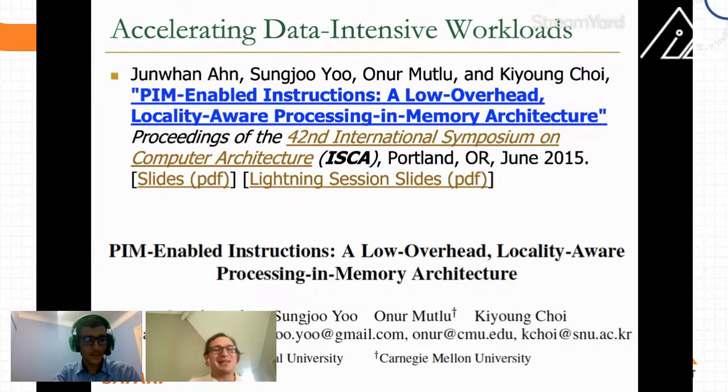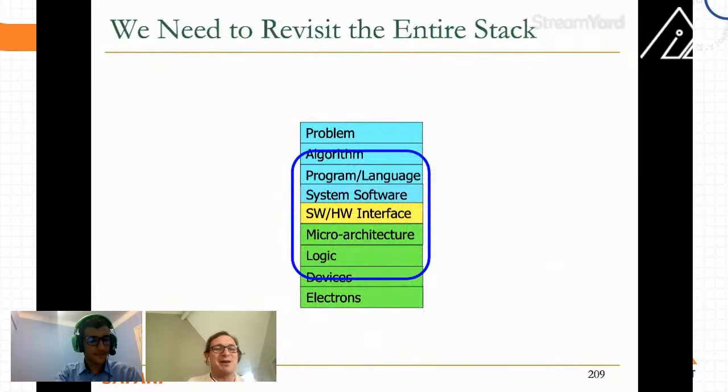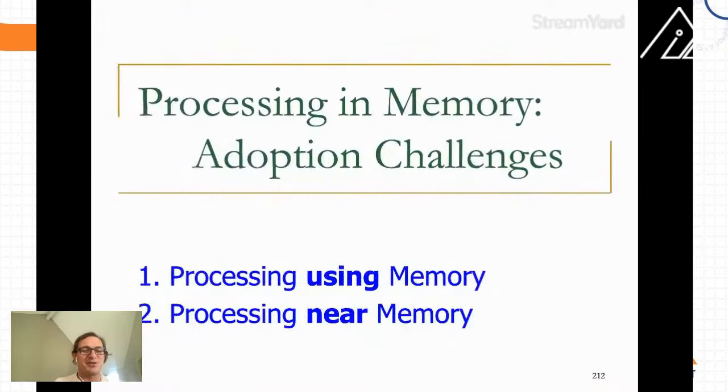Okay, so I think there's a lot more to do. We need to accelerate data-intensive workloads. We need to look at different types of processing in memory. In the end, we need to revisit the entire stack. And I believe we can get there step by step. And this particular paper covers a lot more. And we have written other papers also.